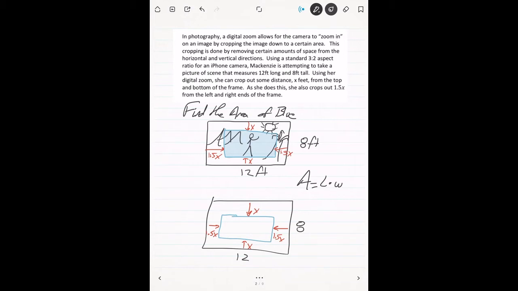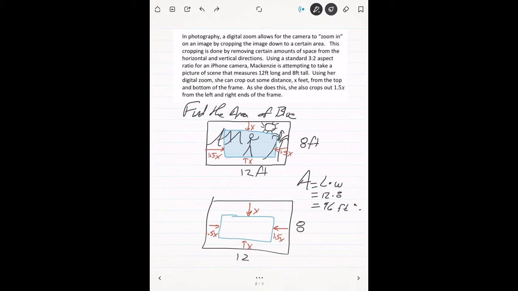So before we zoomed in, for this whole big rectangle here, we would say that the area was 12 by 8, which is 96 square feet. Okay, 96 square feet. But that's not what we want here. We want the area of the interior rectangle, that blue area. So how can we go about finding that?